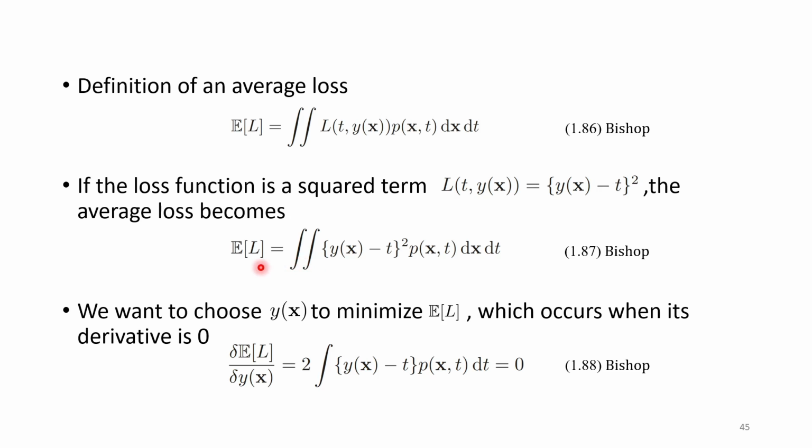So when will the expected loss be minimum? According to calculus, it will happen when the derivative of the loss function with respect to y equals 0. Let me show you something here. Suppose I have a function that looks like this. Then what is the minimum value? The minimum value is here, right?